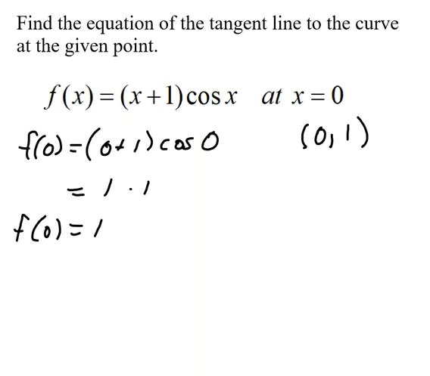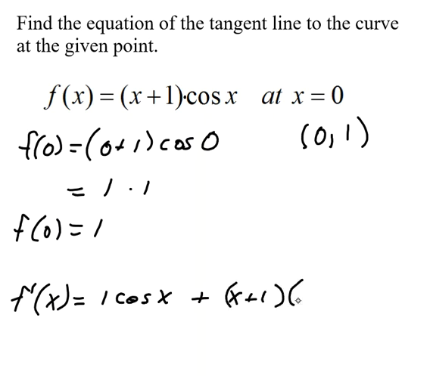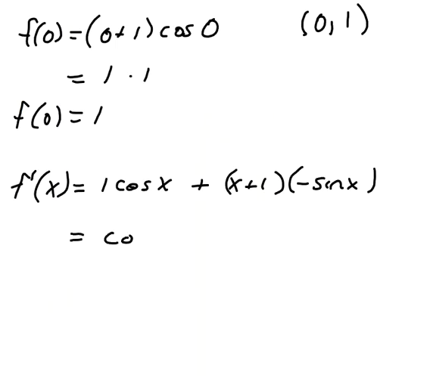Next part, I need to find the derivative. So I want to find f prime of x. Since I have the quantity x plus 1 times cosine x, I'm going to use the product rule. Even if I had distributed that cosine x in, I still would need to do the product rule for x cosine x. So, derivative of the first piece is 1 times cosine x, plus x plus 1 times the derivative of the second piece, negative sine x. So we have cosine x minus sine x times x plus 1.